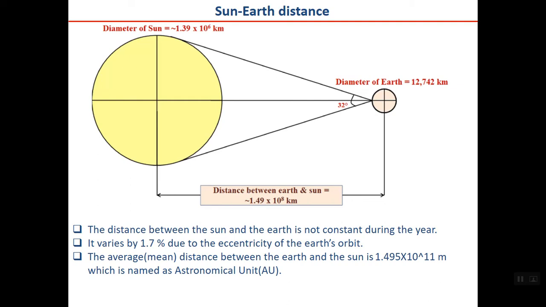As you know, or see in the picture, the diameter of the Sun is much larger than the Earth, and the distance between them is approximately 150 million kilometers. The important point here is that the distance between the Sun and the Earth is not constant during the year. It varies by 1.7% due to the eccentricity of the Earth's orbit. So the orbit of the Earth around the Sun is not a circle. The average or mean distance between the Earth and the Sun is 149 million kilometers, which is named the astronomical unit or AU. So further on, whenever you see AU, the meaning is astronomical unit, which is around 149 million kilometers.